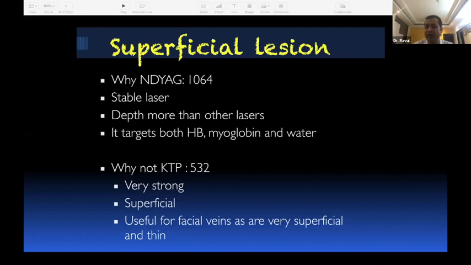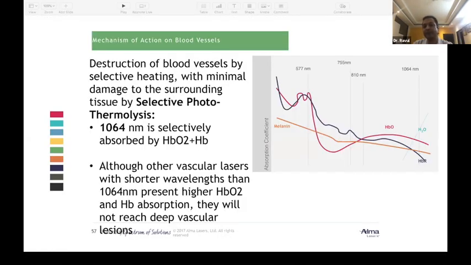If you look into the varicose veins, it varies from 50 micrometers to 500 to 600 micrometers. So the facial veins are very thin and very superficial. So we can use the KTP over there as compared to Nd:YAG. Now, this is very important, if you look into this, I don't know if you can see the charts.